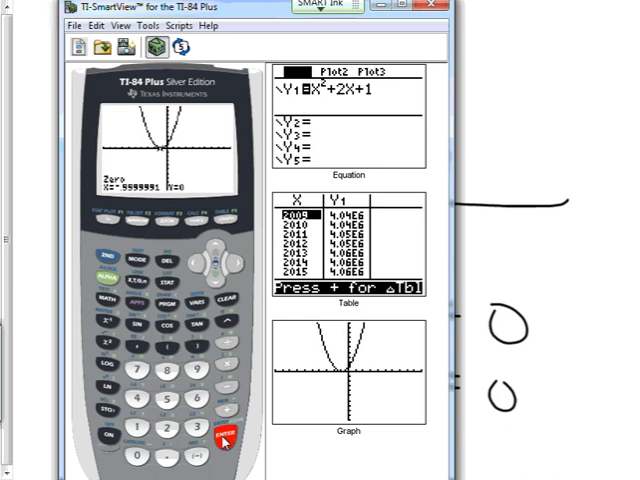I showed you how to factor and solve it. I showed you how to do it with second, calculate, zeros. And you can always just graph both sides and see where they cross. Let me show you that last one again.